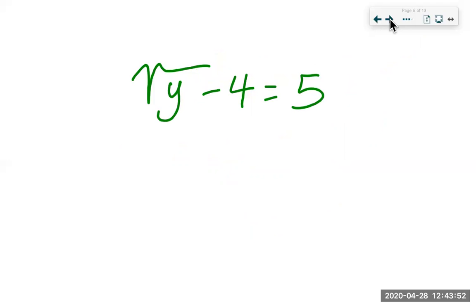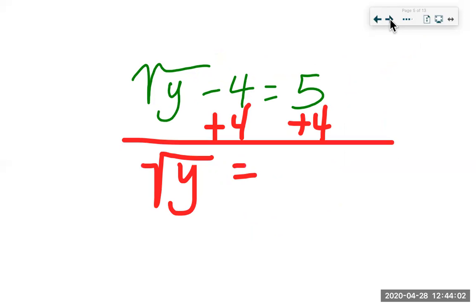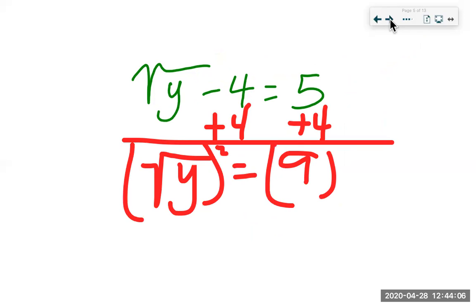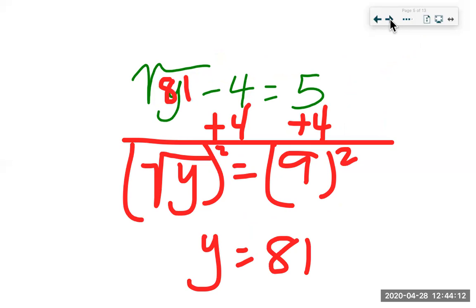The square root of y minus 4 is equal to 5. So to isolate y, we add 4 to both sides. So now we have the square root of y is equal to 9. And now let's go ahead and square both sides. y is equal to 81. So replace y with 81. The square root of 81 is 9 minus 4 does equal 5.